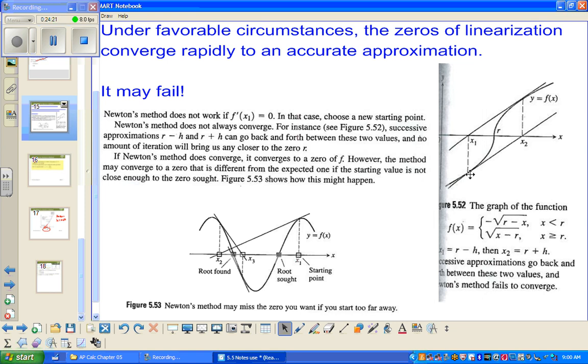Also, if it does converge, it will converge on a 0. However, you got to be close. If you're not close enough to the 0 that you're trying to converge onto, you may converge onto a 0 you didn't try to find. And you can see that here. Here's the first tangent line we used. Well, that was too far away from the one we were trying to get, which meant it went to the wrong 0. So that's the lesson.